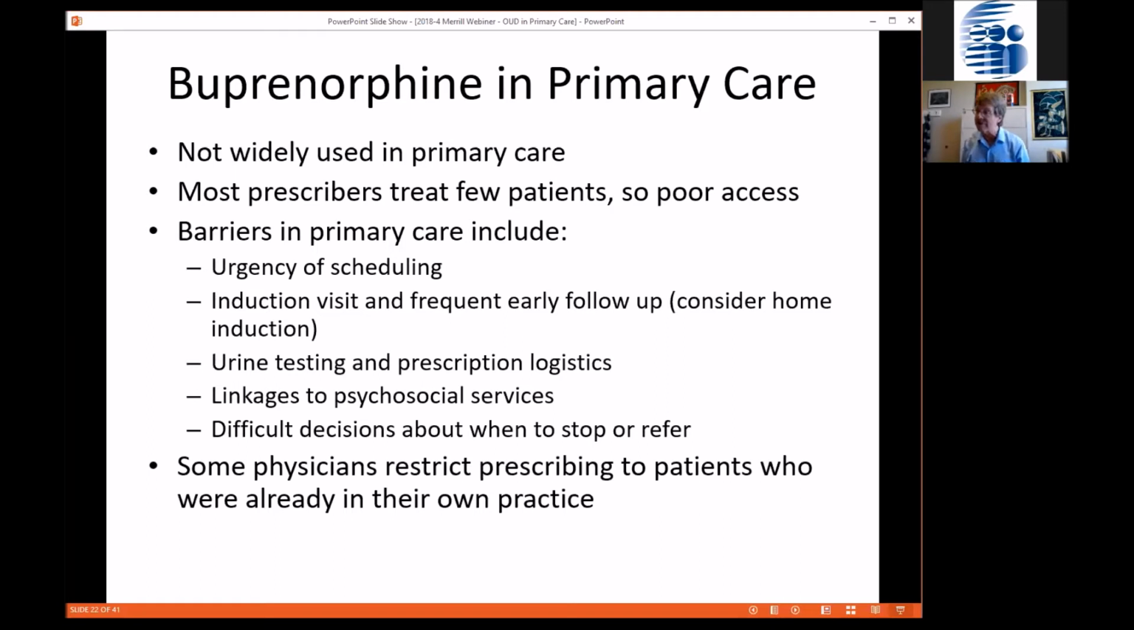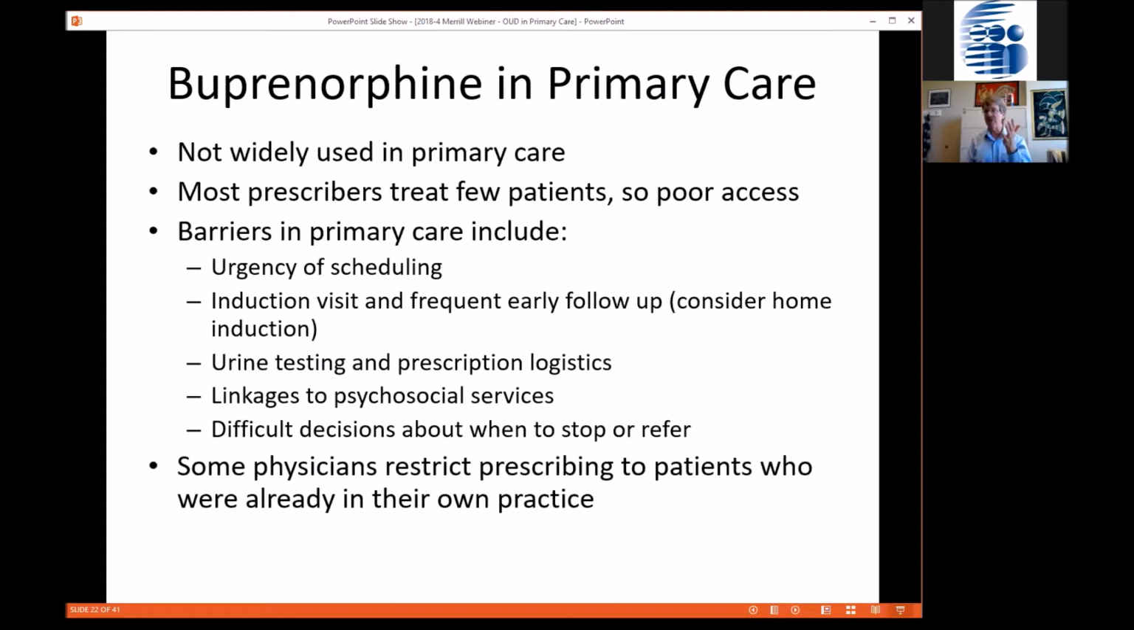Trying to link people to psychosocial services that may not be available in primary care is another barrier, although there's not much evidence that additional psychosocial services have much effect on outcome compared to just getting the medication in a primary care kind of setting with good support around taking the medication and encouragement to stop using opioids. There can be difficult decisions. You really don't want to stop the medicine because you know it saves lives and prevents overdose, but what if the patient's not playing by the rules that you've set up? And we'll talk more about this later.